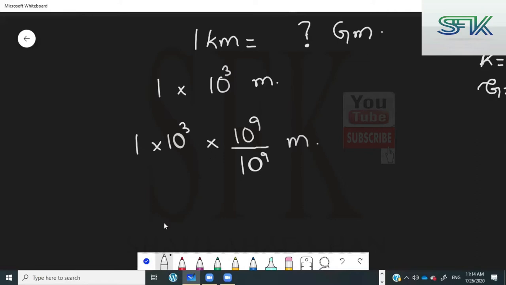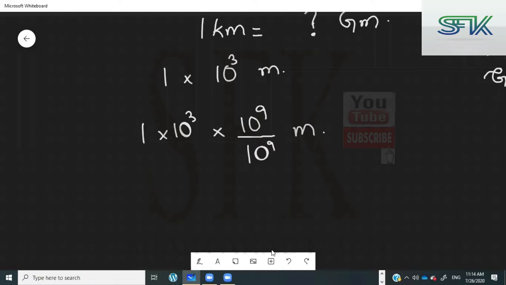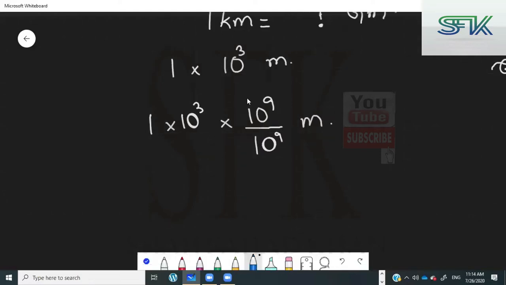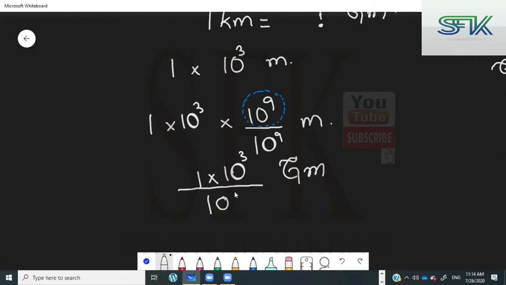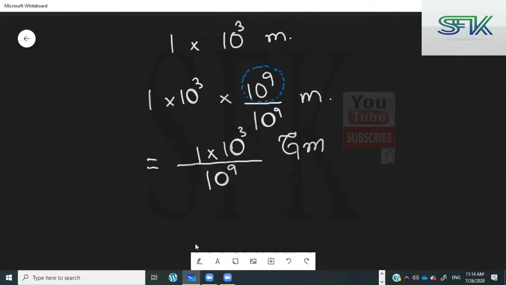Once you are done with this, all you need to do is convert the 10 raised to the power of 9 by giga. 10 raised to the power of 9 can be converted by giga, right? Because that is what it means. But what about this denominator 10 raised to the power of 9? Well, it will stay at its place. I can write it as 10 raised to the power of 3 divided by 10 raised to the power of 9, correct? Now, we need to just simplify this part.